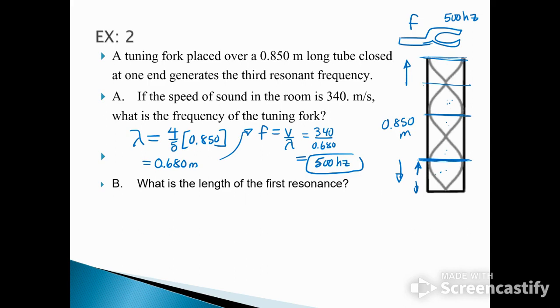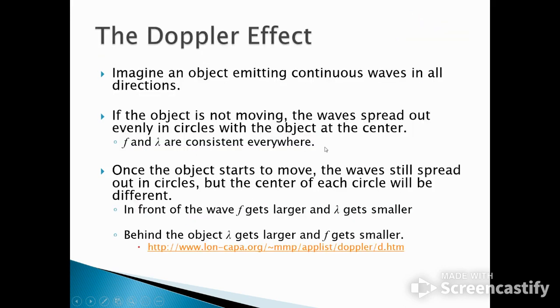So the length of the first resonance is 1, 2, 3, 4, 5. It is 1/5 of 0.850. That's the length that will produce the first resonance. There are 1, 2, 3, 4, 5 quarter wavelengths here. So 1/5 of that entire length will do the trick. So 0.85 divided by 5 is 0.170. In other words, 17 centimeters will give you a resonance in that case. And those are all of the examples.